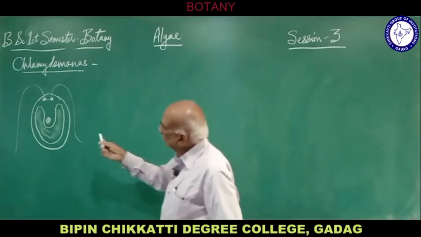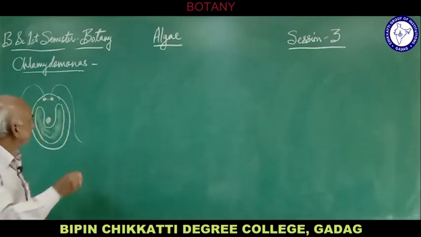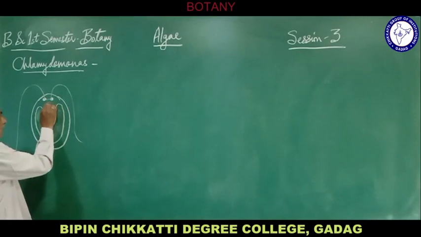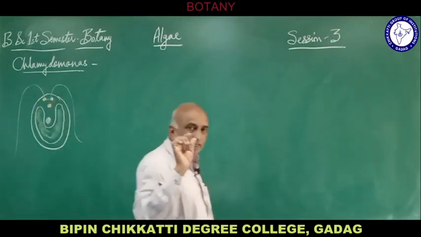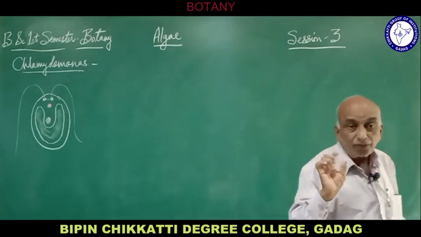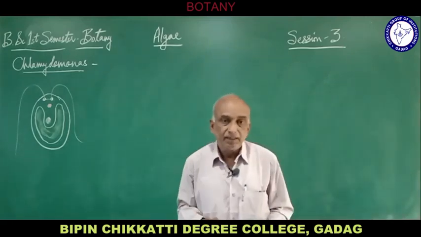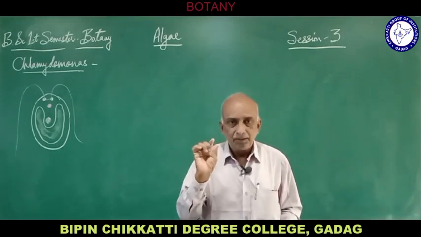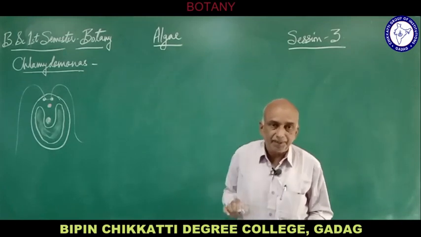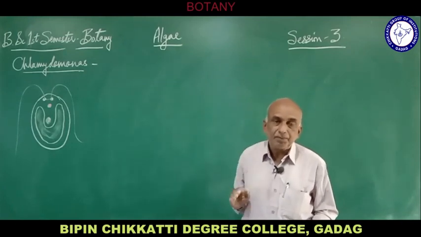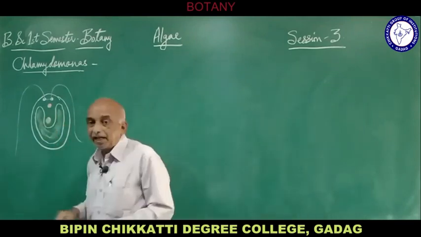And as usual, in the anterior part, there is a structure which is called the eye spot. It is a red colored or somewhat orange colored structure, which is actually a pigment. It is an orange or somewhat reddish pigment structure which is present at the anterior part of the cell. So, this is called the eye spot.